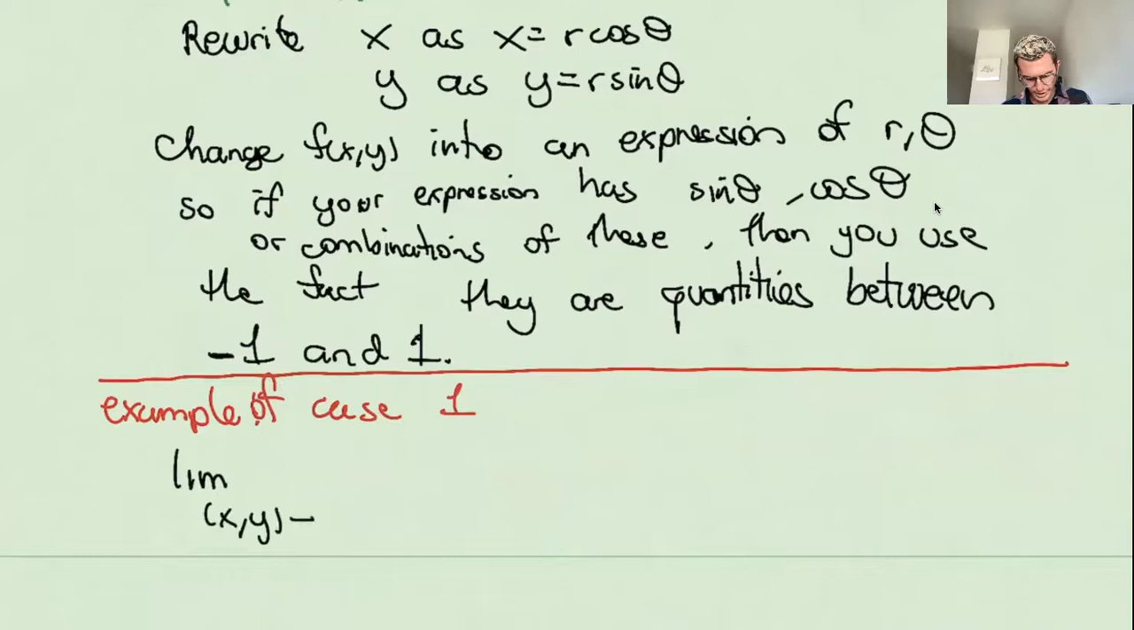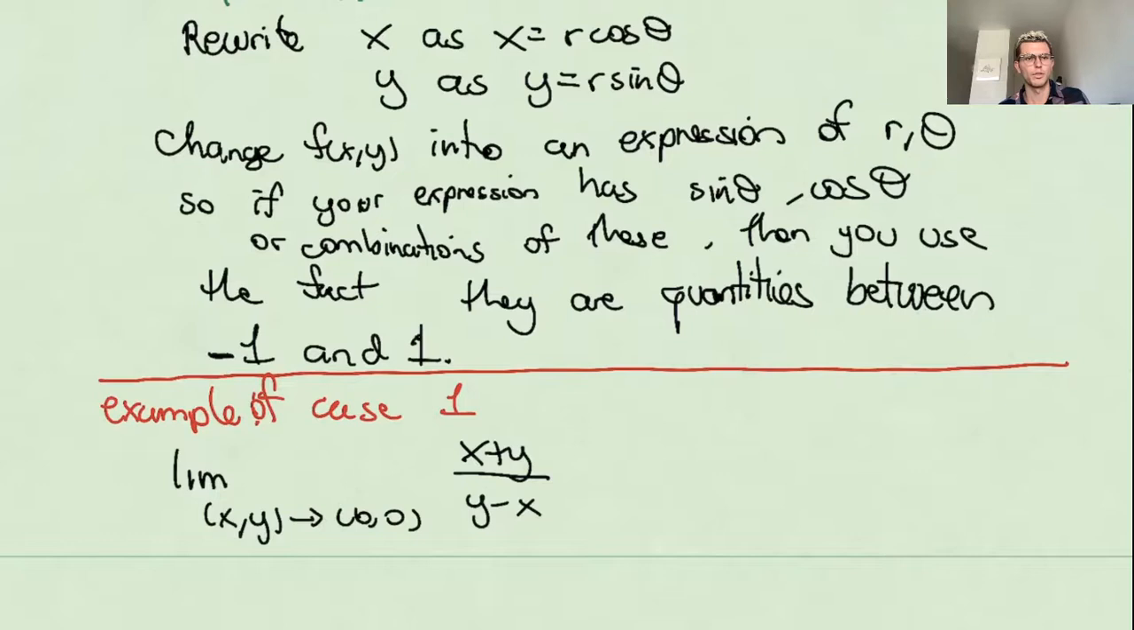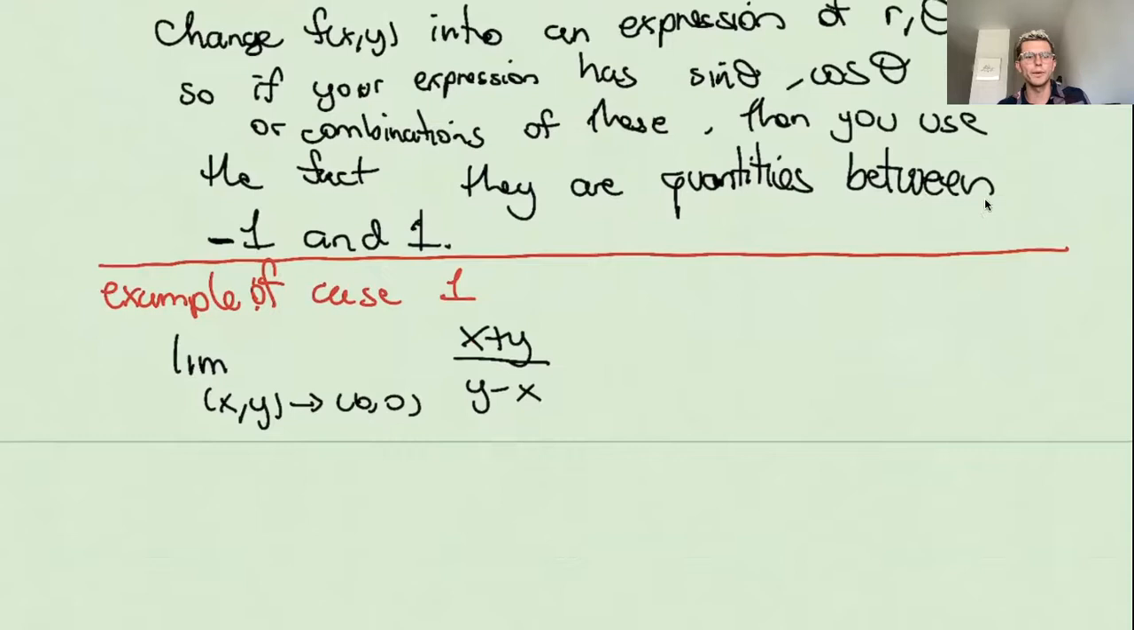If you want to do an example for case one, let's say you're trying to study the limit as (x, y) approaches (0, 0) of (x plus y) divided by (y minus x). If you wanted to show that this does not exist, the idea would be to look at two different trajectories where the values are not the same. So which trajectories can you think of? What would be a first option to try?